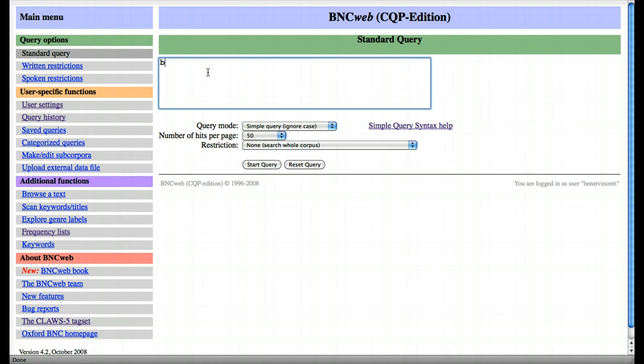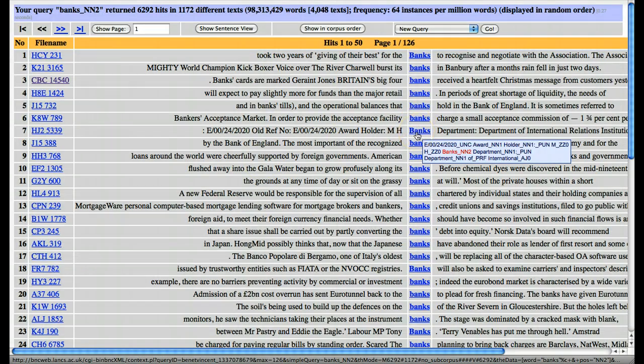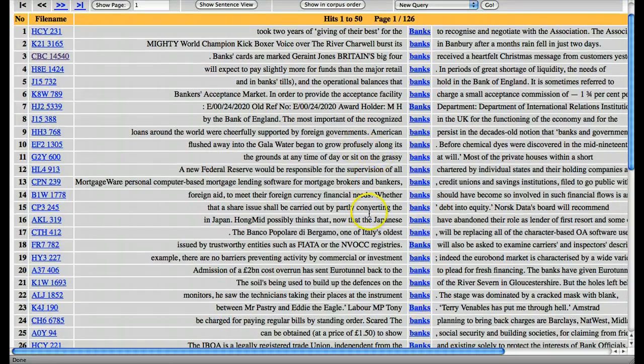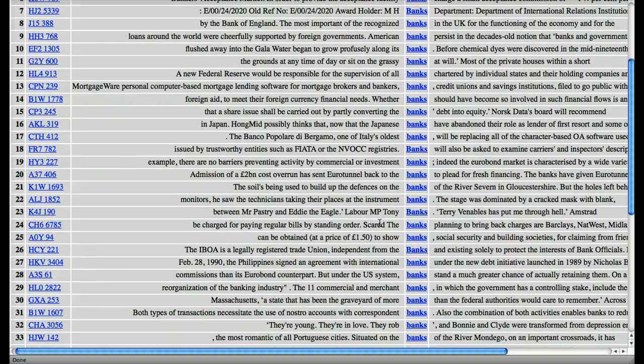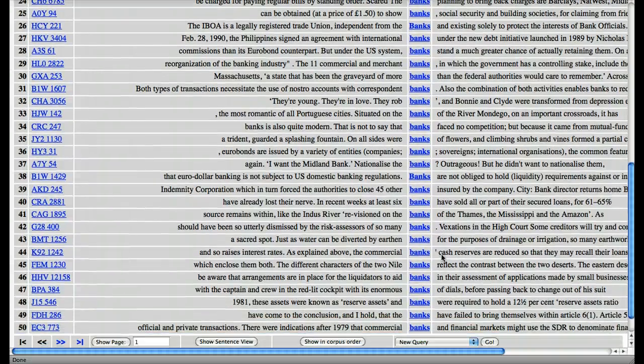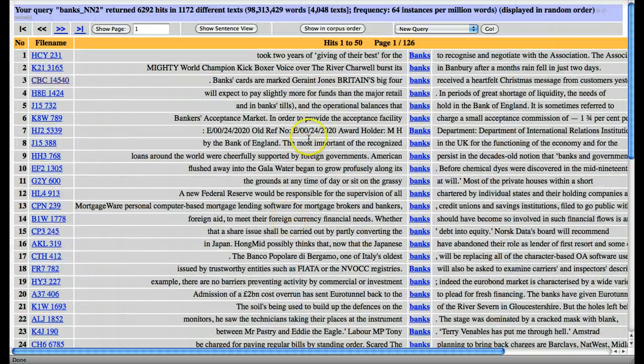The first one was banks, and we wanted to search for it only as a plural noun, so the tag for that is NN2. Don't forget the underscore, there's no space between them. This should bring us up all the instances of banks which have been tagged as NN2. Let's just check, yes. And yes, okay, good. So we've got 6,292 of these. And it seems that the tagging has been pretty accurate, which you'd kind of expect. Yes, they all look to be correct. Okay, let's go on to the next one.